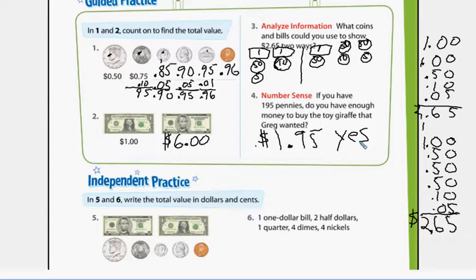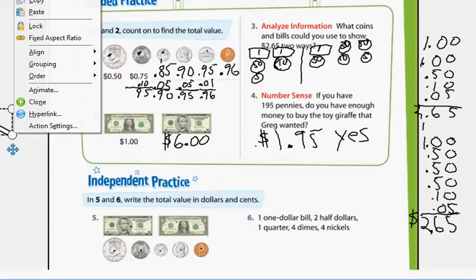Okay, I'm going to do the odd problems with you, and you're going to do the even problems on your own. So we'll go ahead and do number 5. It says in 5 and 6, write the total value in dollars and cents. So I'll go ahead. We have a $5 bill, $5 bill, a $1 bill, half dollar, quarter, dime, nickel, and a penny. I'll just add it up over here on this side.